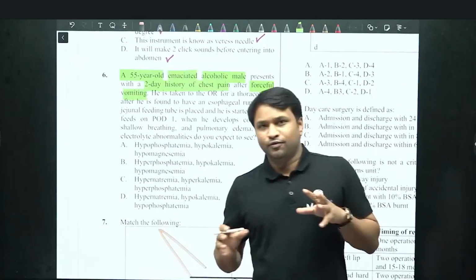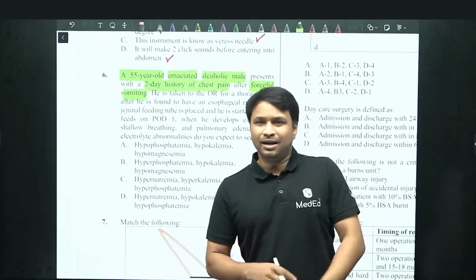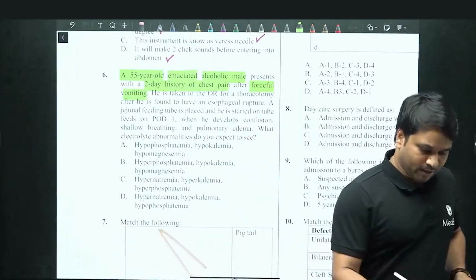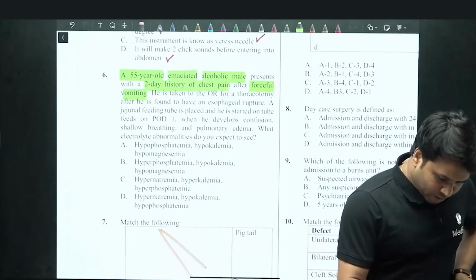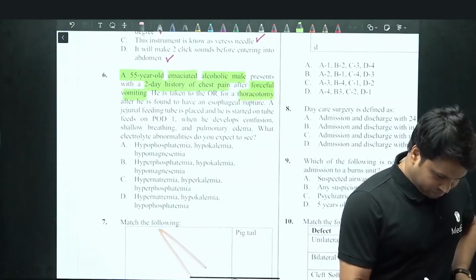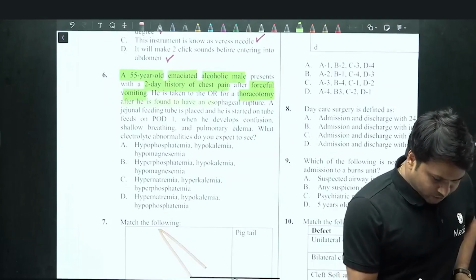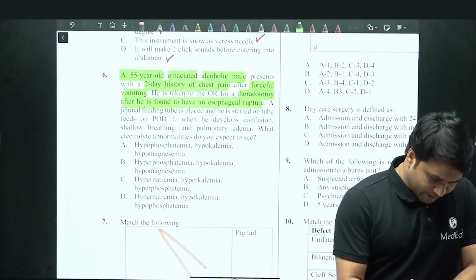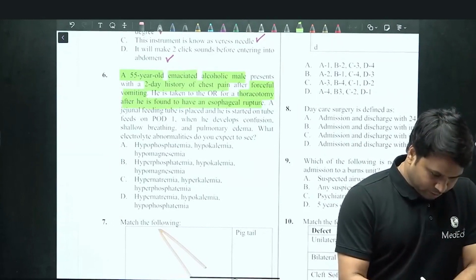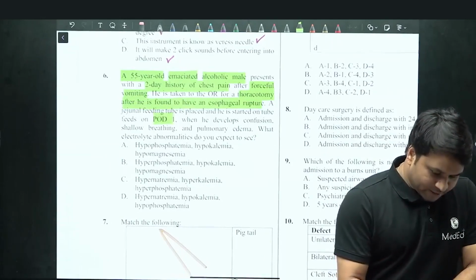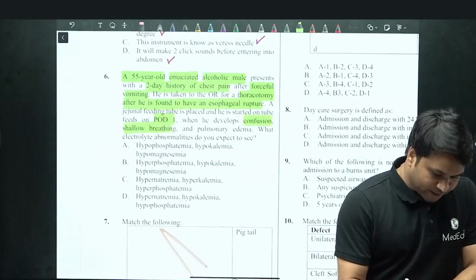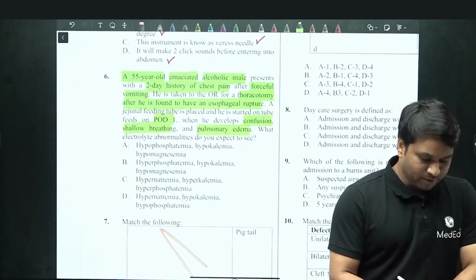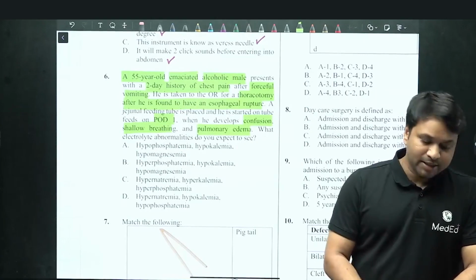Okay, forceful vomiting followed by chest pain, alcoholic, Boerhaave syndrome is what you're looking at. Now he is taken to the OR for a thoracotomy after he is found to have an esophageal rupture, a classical case of Boerhaave syndrome. A jejunal feeding tube was placed and he was started on tube feeds on POD1. When he develops confusion, shallow breathing is noticed and pulmonary edema has developed. What electrolyte abnormalities do you expect?